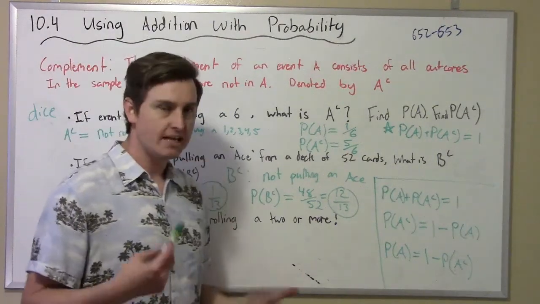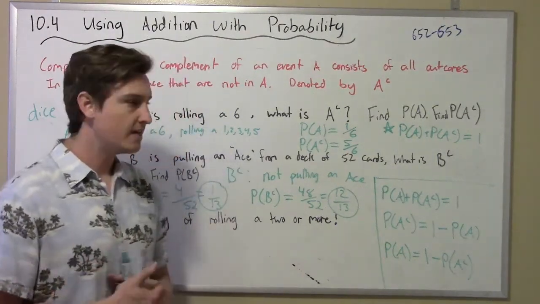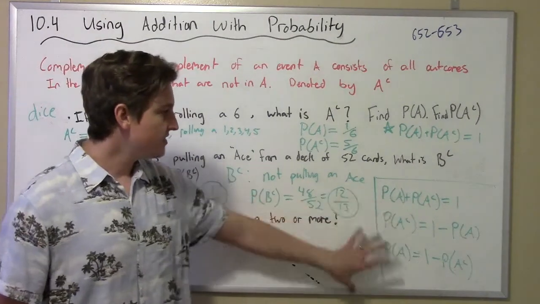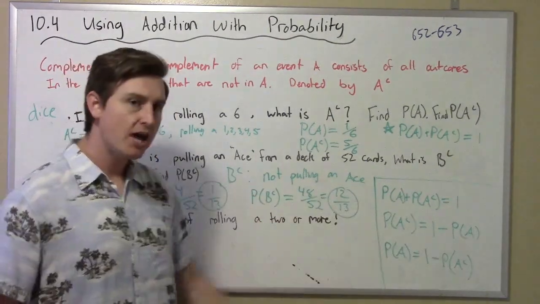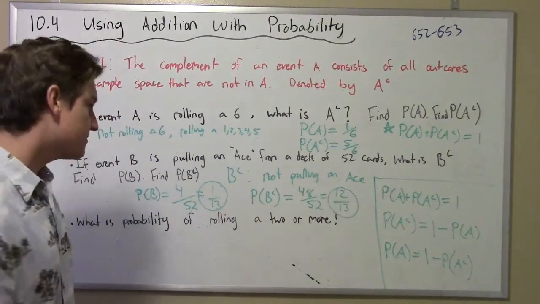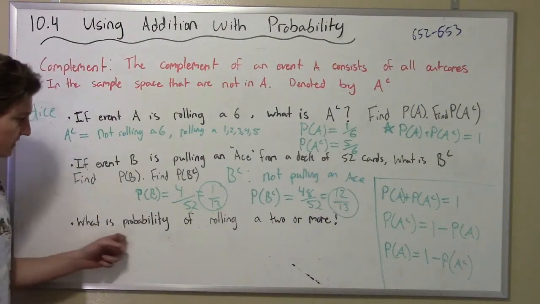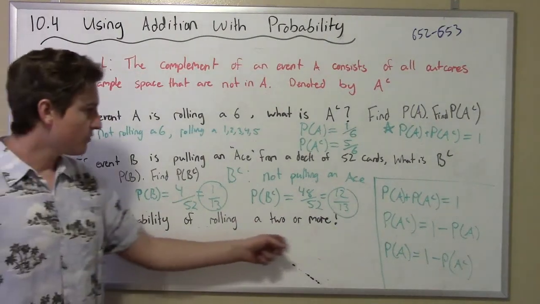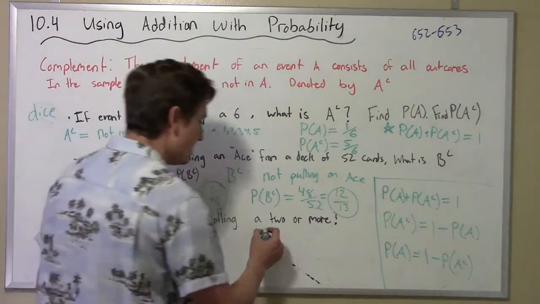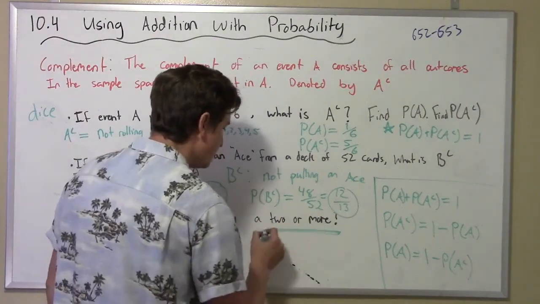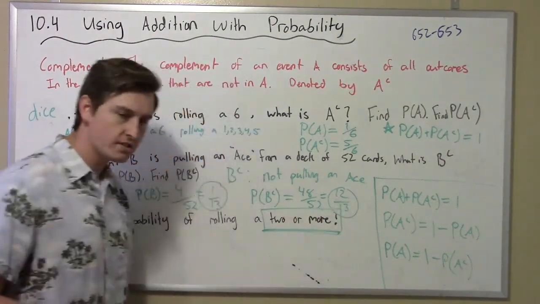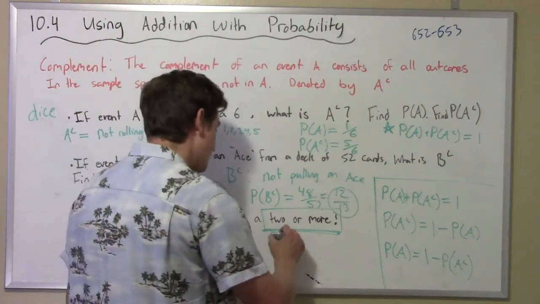A counting principle is any rule or idea that will help you find the number of outcomes. So these are just different ways of thinking of the same idea to help you get the answer you're looking for. So let's take a look at this one here. What is the probability of rolling a 2 or more? This language, 2 or more, you might also see as at least 2.